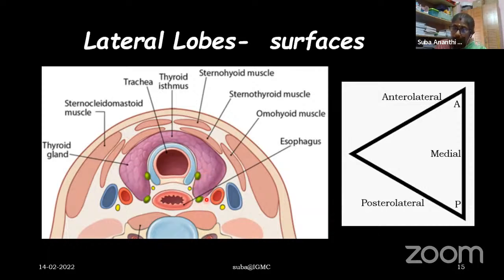The posterior border is related to the descending branch of the superior thyroid artery, which is anastomosing with the ascending branch of the inferior thyroid artery, as well as the parathyroid glands. An important structure, the parathyroid gland is related to the posterior border. At the anterior border, we have the anterior descending branch of the superior thyroid artery.